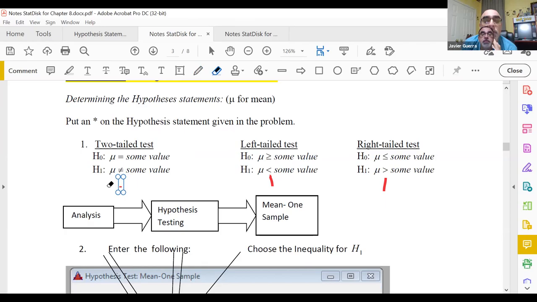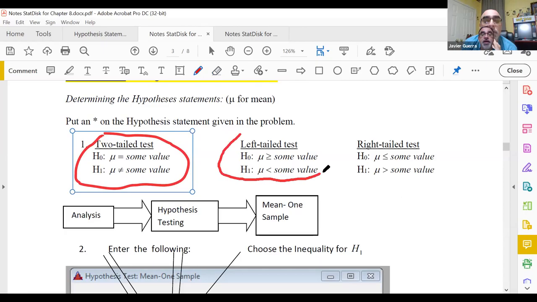Right, and they work in pairs. So notice the entire set for the two tail, the entire set for the left tail, and the whole entire set for the right tail. Look at the inequalities. What can you tell me about how they work together? They are what to each other? I'll give you a hint.